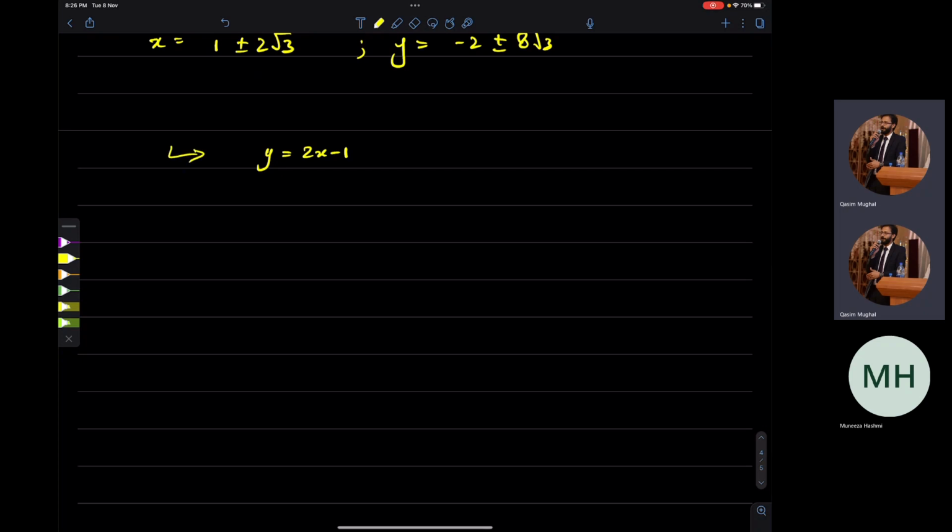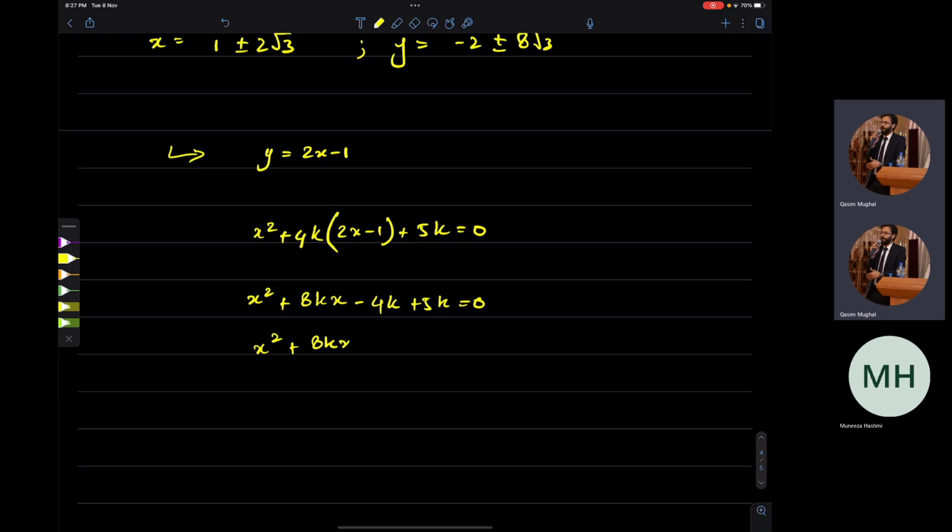So I've changed the equation 1 to y equals 2x minus 1. Now I'm going to put that in equation 2. So x squared plus 4k, and instead of y, I'm going to put 2x minus 1 plus 5k equals 0. X squared plus 8kx minus 4k plus 5k equals 0. X squared plus 8kx plus k equals to 0. Yeah, that's what it asked for. Okay? So Yes, sir.